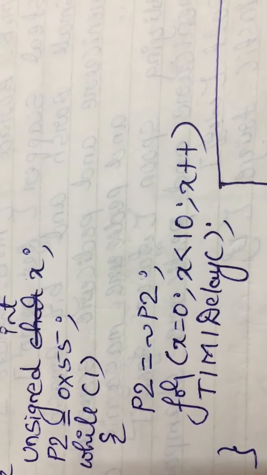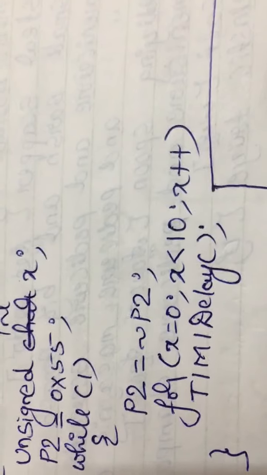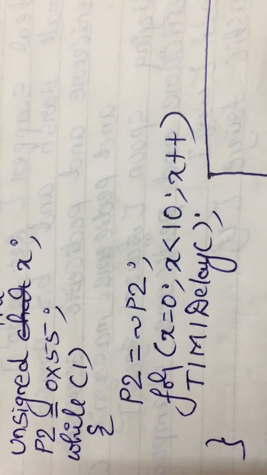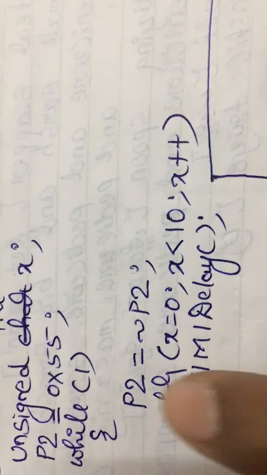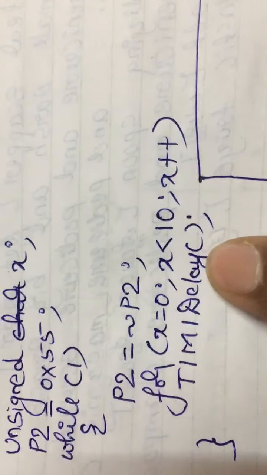This process is to be done 10 times, because we are giving a delay of 500 milliseconds. We have the value for 50 milliseconds already from the last example. We will take up those values inside. So for x equal to 0, x less than 10, x plus plus, call the delay subroutine.